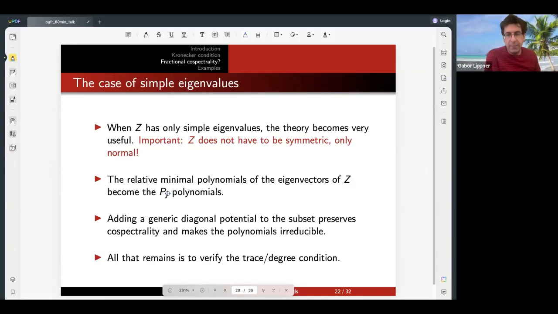Now, once I add the magnetic fields to the diagonal, these polynomials become irreducible. And so if I can verify this trace over degree condition for 2 of the polynomials, then I'm done. It implies through this whole theory that I get pretty good fractional revival.